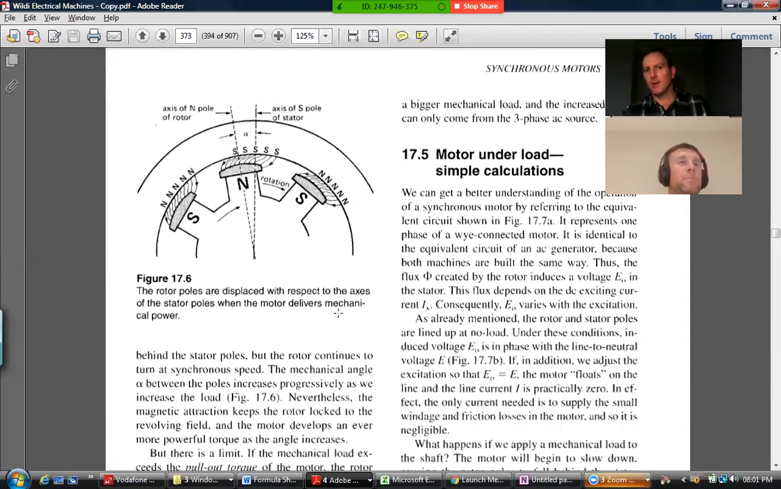Okay, so there's a whole bunch of poles which are all lined up relative to each other, and they're staying locked in, but they can be slightly behind or slightly ahead, depending on whether it's in motoring mode or in generating mode. We can stretch it further back or further forward, depending on the torque.